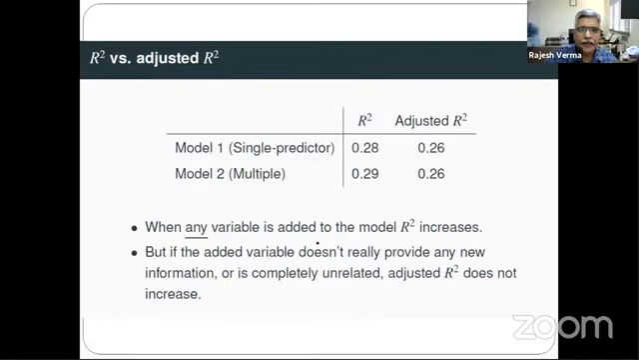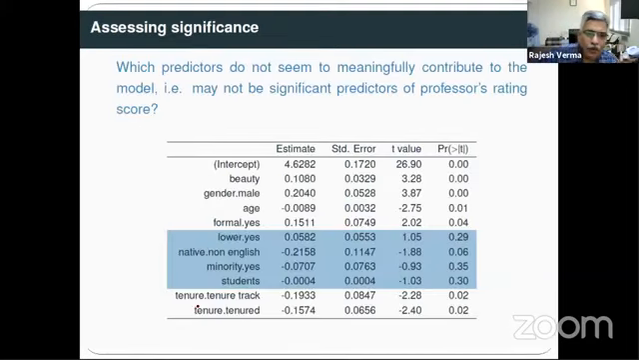And adjusted R square is always less than the R square value. When any variable is added to the model, R square increases. But if the added variable does not really provide any new information or is completely unrelated, adjusted R square does not increase. We want that when we add a variable in the multiple linear regression, the adjusted R square value should increase. Let us see how this is performed.